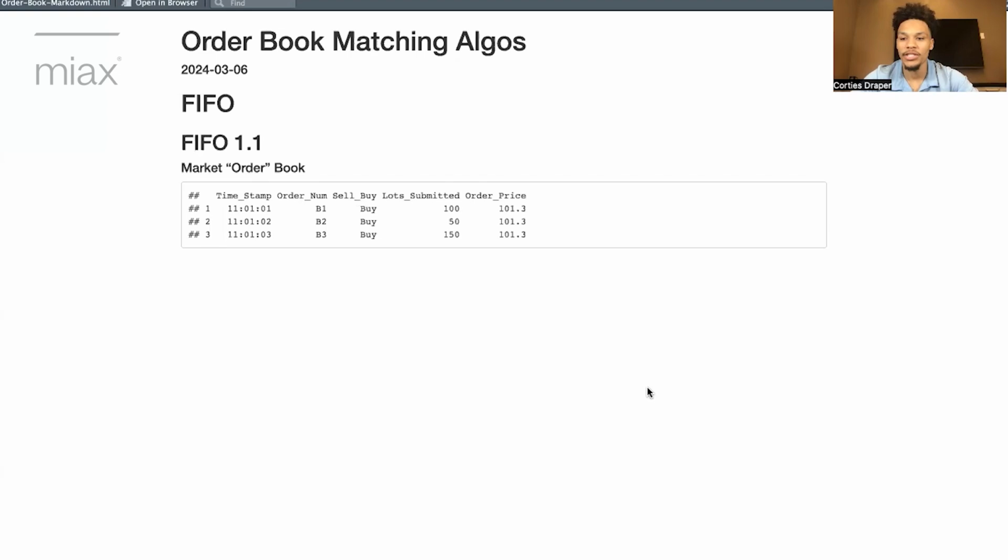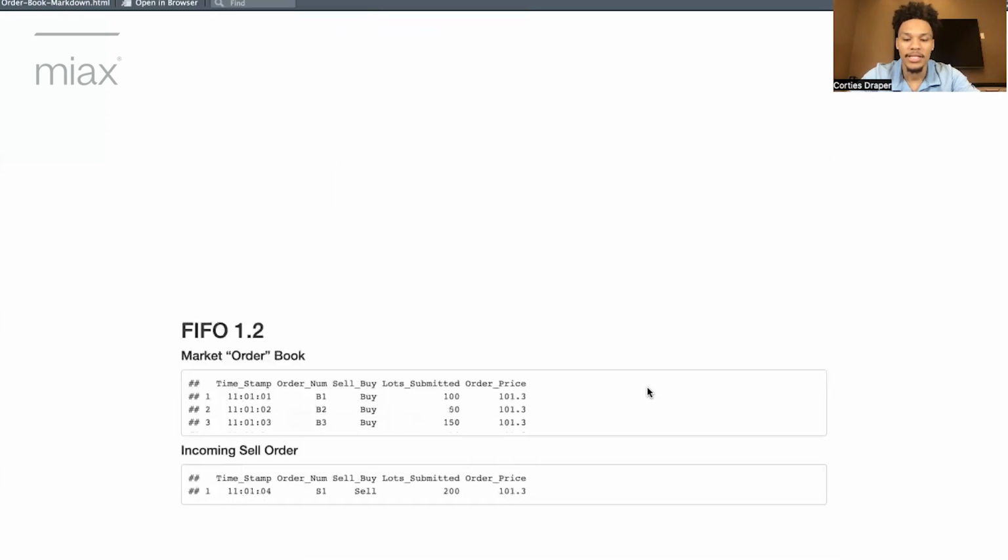For FIFO, which stands for first in, first out, we'll look at the different timestamps of our market order book. Right now we have 3 buy orders in the market, all for a different number of lots at the same price, consecutively right after each other. Our first order is for 100 lots, our second for 50 lots, and our last for 150 lots, for a grand total of 300 lots in 3 different orders at a price of 101.3. So we have 3 buy orders in the market right now. Let's see what happens next.